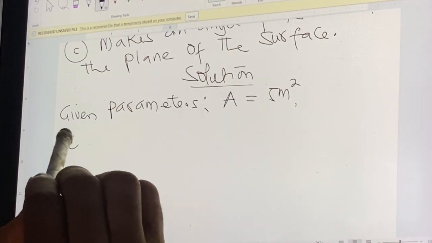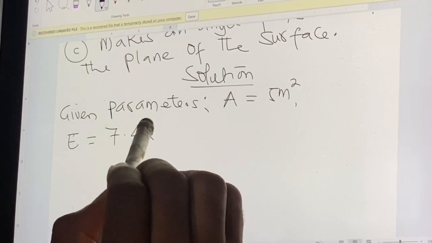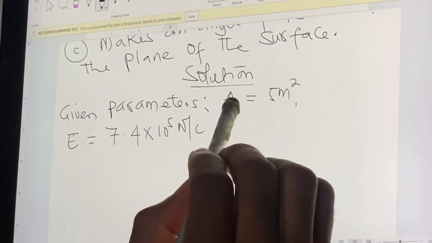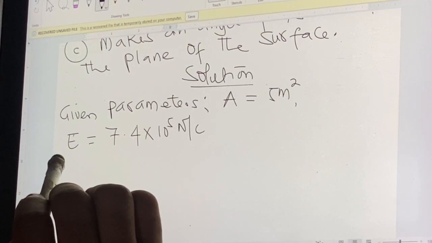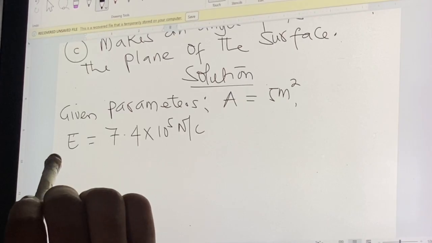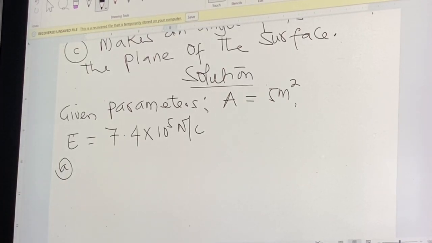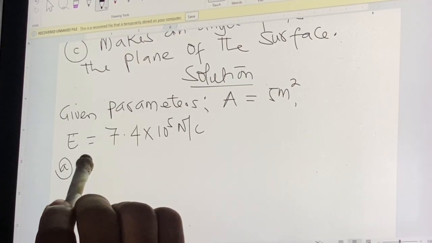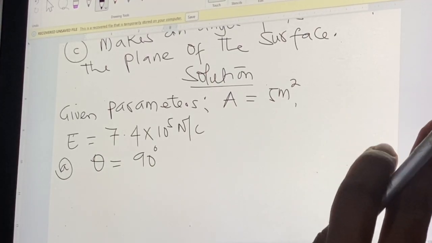So the electric field E is given to us as 7.4 times 10 raised to the power 5 Newton per coulombs. And we're asked to find the first condition here, A: the electric flux when the surface is perpendicular. Now when the surface is perpendicular, theta is equal to 90 degrees. So there's an involvement of angle here.